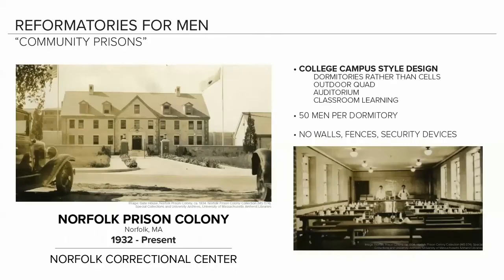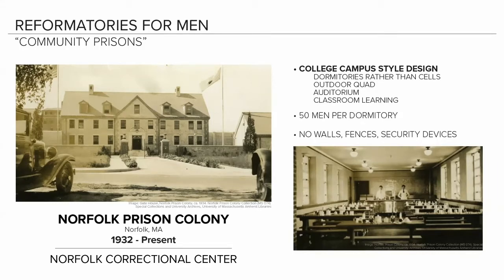The reformatories for men were commonly called community prisons, and a great example of this is the Norfolk Prison Colony from 1932. This was a college campus-style design where there were dormitories rather than cells, an outdoor quad, auditorium, and classroom learning very similar to a college campus. The smaller populations of 50 men per dormitory allowed for individual needs being addressed. And there were no walls, fences, or security devices.